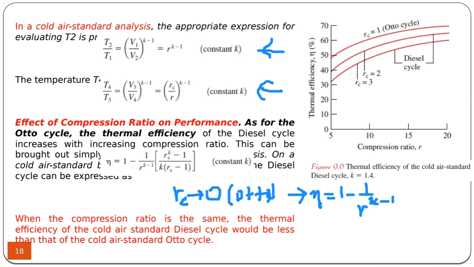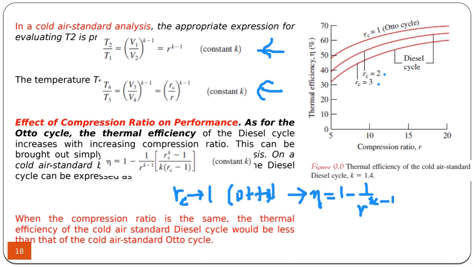Sorry, this is not 0. I made a mistake here, so this was 1. So when cutoff ratio is 1, we get Otto cycle, and in this case, Otto cycle has the highest efficiency curve. Then for diesel cycles, for different cutoff ratios, you can see that efficiency curves behave differently. It means that at any compression ratio, the Otto cycle has higher efficiency than diesel cycle.